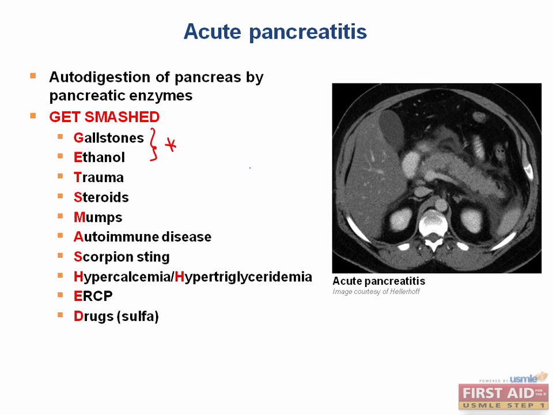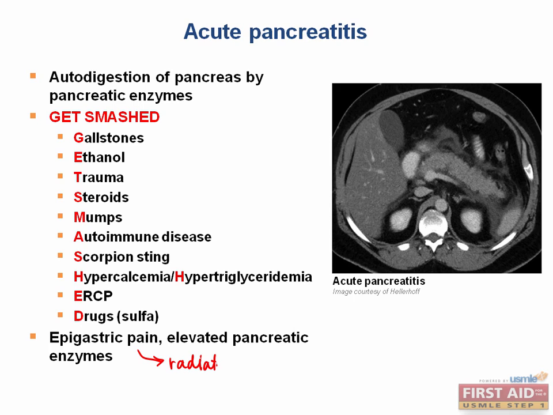The less common causes are listed here: trauma, steroids, mumps, autoimmune disease, scorpion sting, hypercalcemia, hyperlipidemia, ERCP, that would be an iatrogenic cause, and as a side effect of various drugs, another iatrogenic cause. The clinical presentation is simply epigastric abdominal pain, usually radiating to the back, along with anorexia and nausea. Labs should show an elevated amylase and lipase, with lipase being more specific.